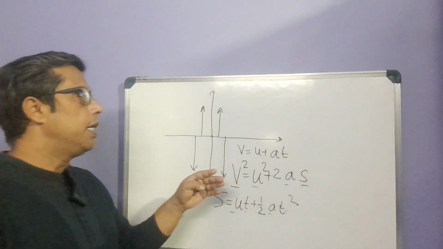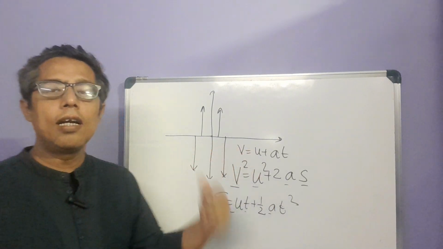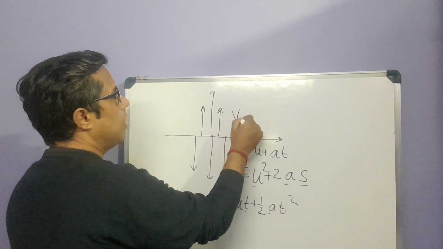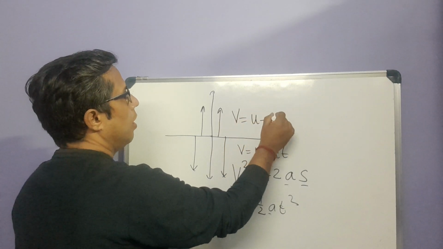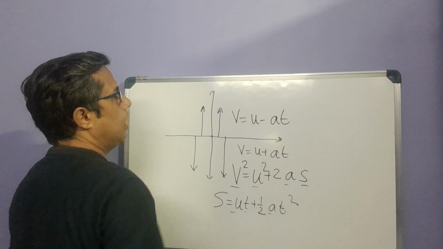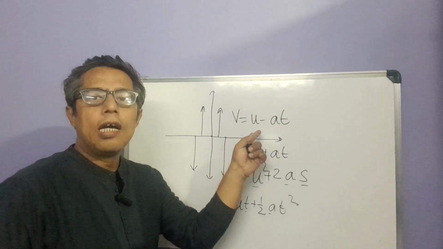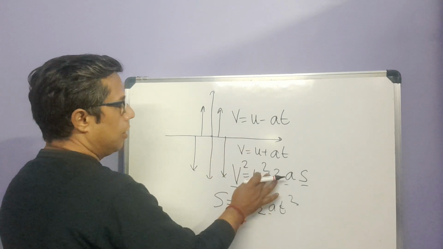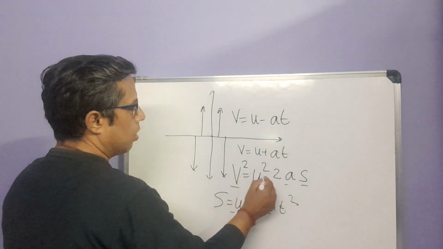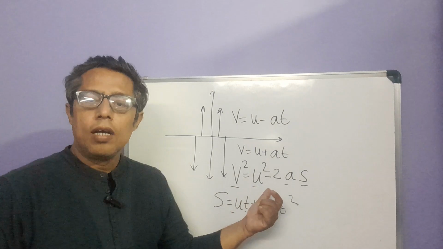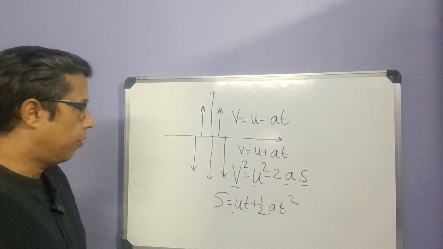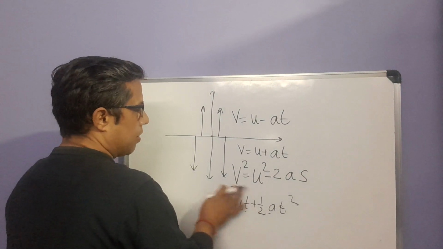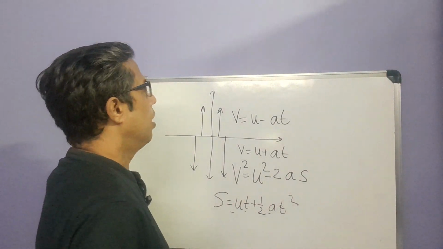Now, if it is a retarding motion in the horizontal direction, what change do you make in the equations? v is equal to u minus at. So we are taking a minus sign for retarding motions. Again, v square is equal to u square minus 2as for retardation. Okay, so why this minus? How are we going to justify it?